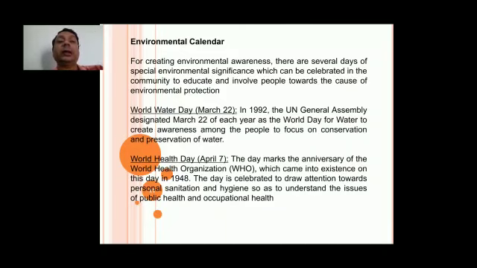World Health Day. The day marks the anniversary of the World Health Organization (WHO), which came into existence on April 7 in 1948. The day is celebrated to draw attention towards personal sanitation and hygiene so as to understand the issues of public health and occupational health.